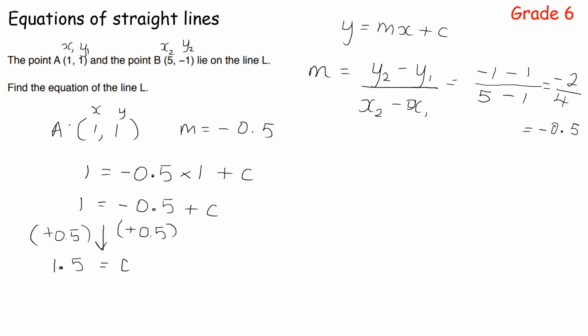And now I can write out the equation of my straight line. So y equals m, which was minus 0.5, x plus c, where c is 1.5. Now I'm done.